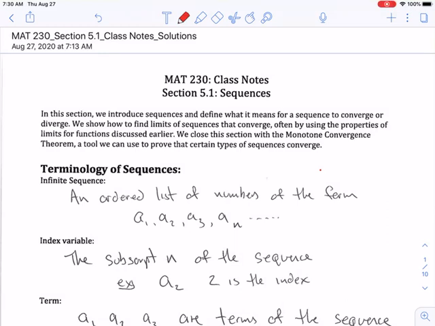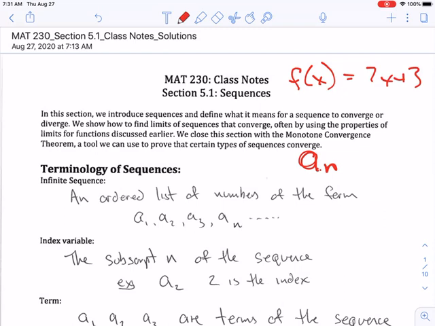In this section, we begin our study of sequences and series, in particular, infinite sequences. When we studied functions, functions had a specific notation. We say f of x, f of x equals some function like 2x plus 3. When we're dealing with sequences, the notation that represents a sequence is a sub n. So a sub n represents a sequence, right?